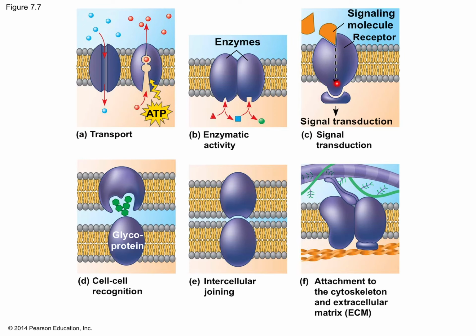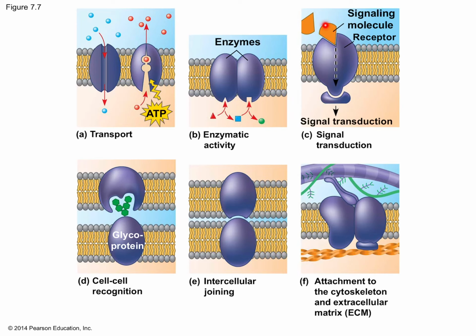Signal transduction. Here you have a protein that acts as a receptor in a cell membrane. Here you have a signaling molecule. Maybe it's a hormone of some sort. You have a gland in the body that releases a hormone into the bloodstream. That hormone has a target tissue somewhere in the body. In that target tissue, the cells have these receptor proteins.